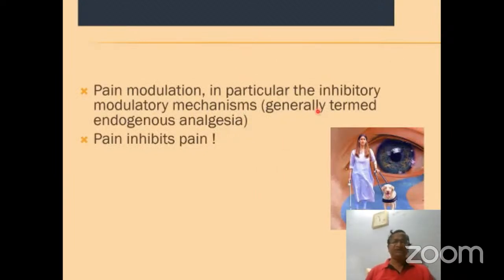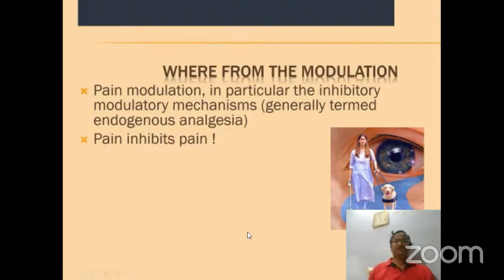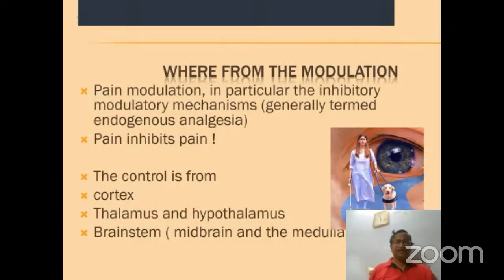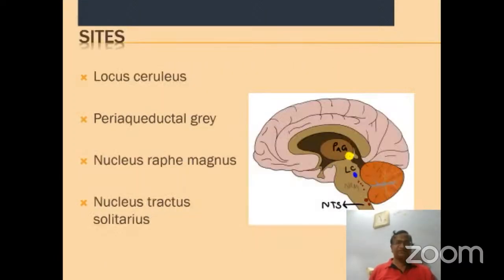Pain modulation, in particular the inhibitory modulation, what is called endogenous analgesia. When a pain stimulus occurs, descending control comes in and pain decreases. This is what is called pain inhibiting pain. From where is the modulation? Thalamus, hypothalamus, brainstem.